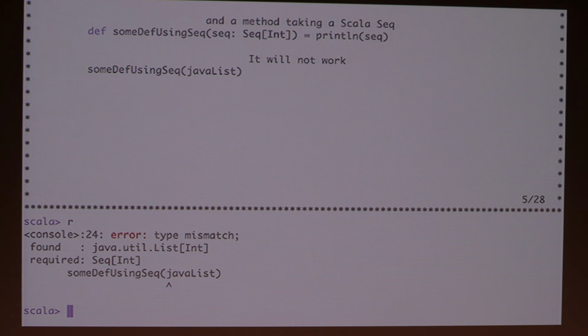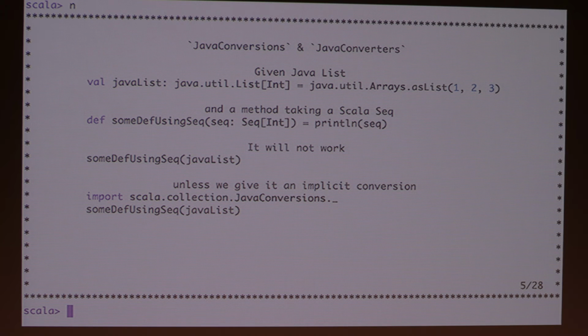Well, this will not work because again, it's the wrong type. So you already see this coming, of course. We define an implicit conversion, but in this case, it's already present in the Java collections library. So here we import JavaConversions._ to bring all the conversions for Java collections in scope.